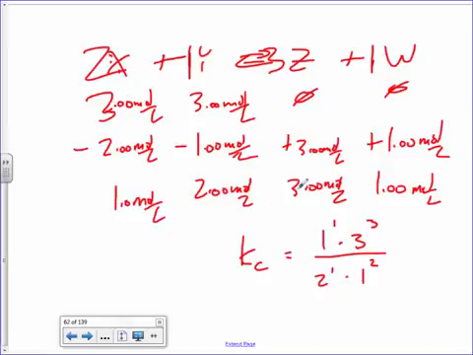This 3 right here has a power of 3. This 1 right here has a power of 1, so that's these 2 right here. This 2 has a power of 1, and this 1 has a power of 2. And you'd calculate the Kc value.